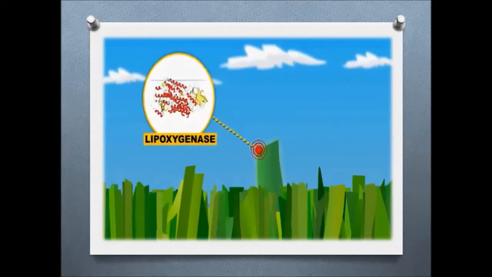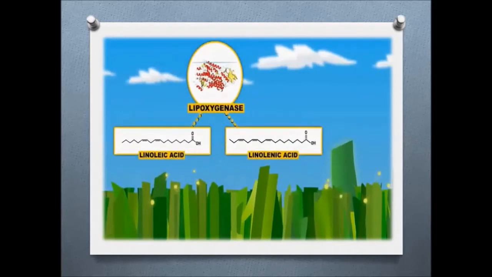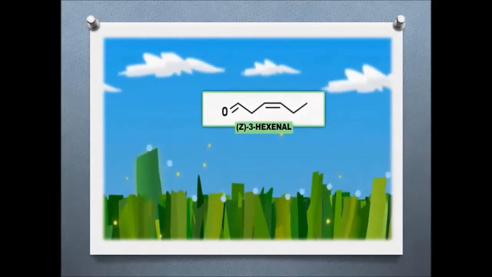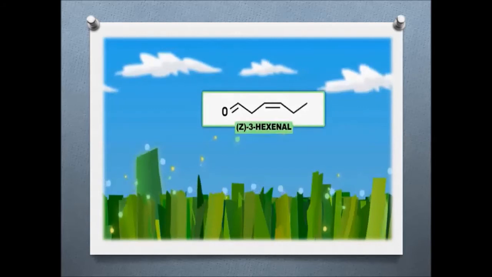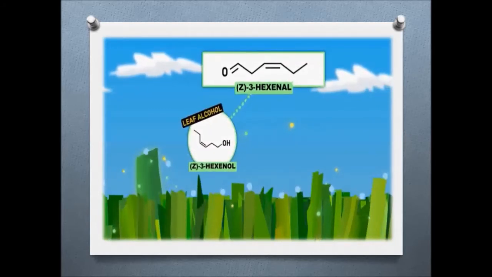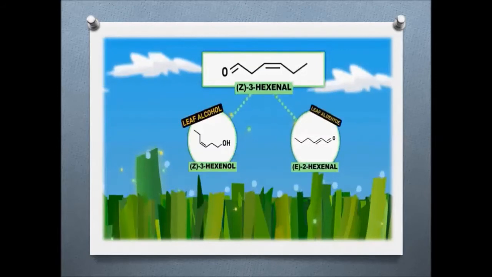When a leaf like a blade of grass is broken or ruptured, it causes a special enzyme called lipoxygenase to begin the breakdown of membranes in the plant cells, producing linoleic and linolenic acids. These acids, which are exposed to oxygen from the damage done, are further broken down by another enzyme into a molecule very potent to our nose called Z3-hexanal. Then it quickly breaks down into Z3-hexanol, known as leaf alcohol, and E2-hexanal, known as leaf aldehyde.